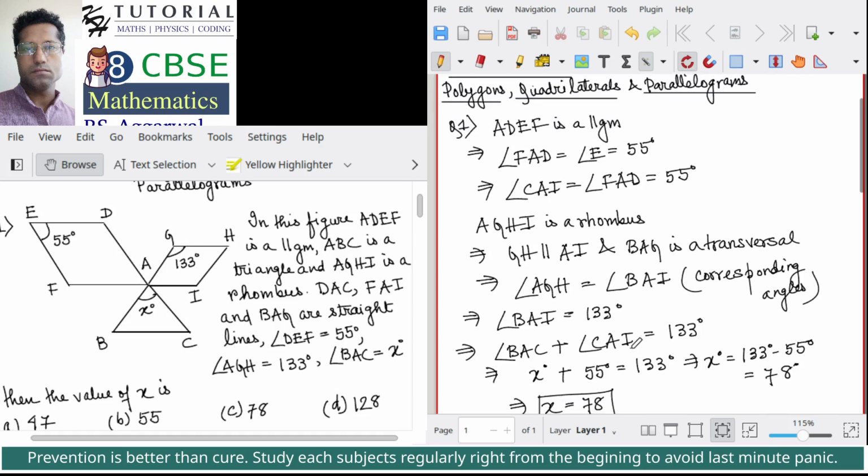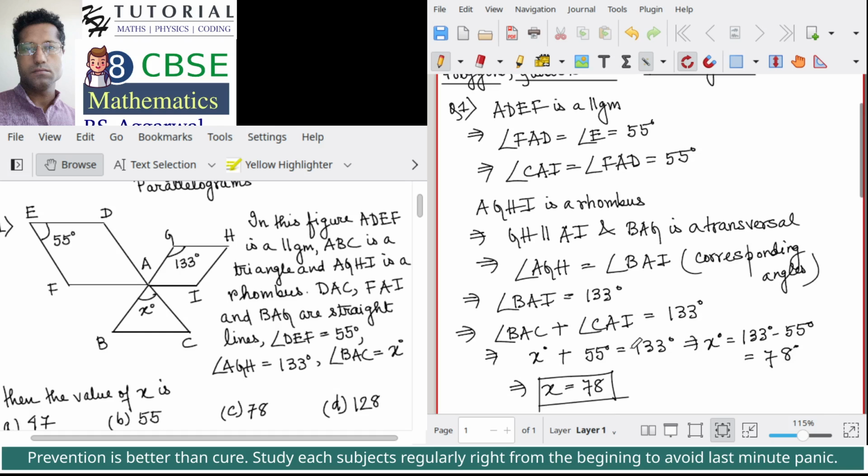So we used the properties of parallelogram, rhombus, and corresponding angles in two parallel straight lines and a transversal. Okay, so the correct choice is C.